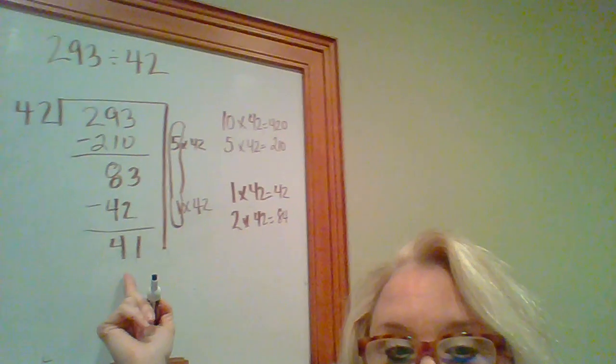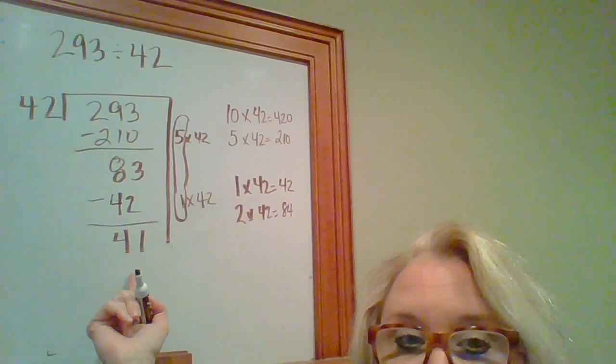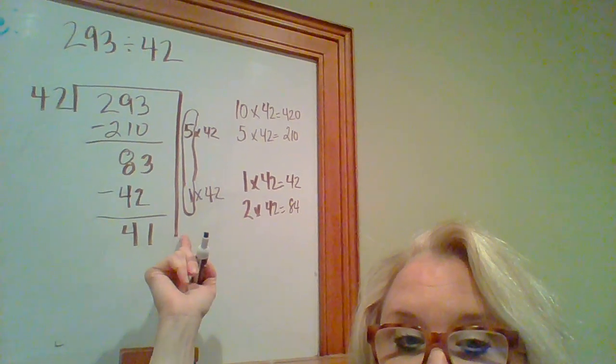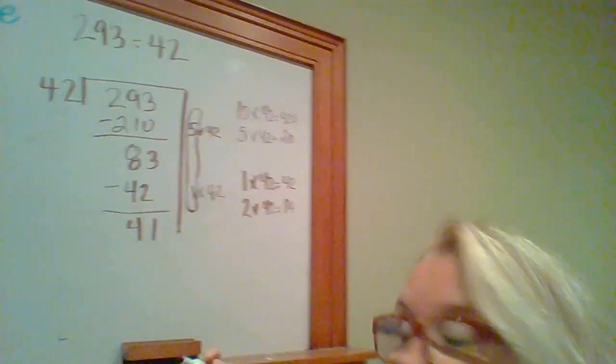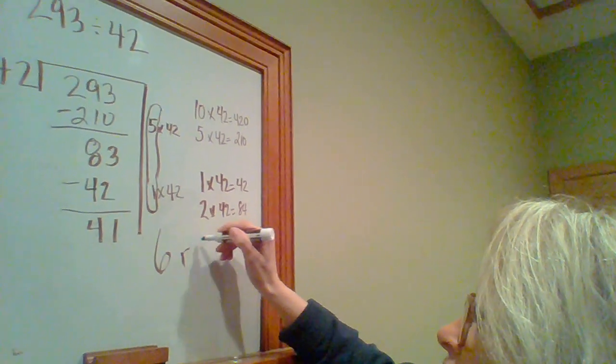Can we get any more groups of 42 out of 41? No, we can't. So our answer would be 6 with a remainder of 41.